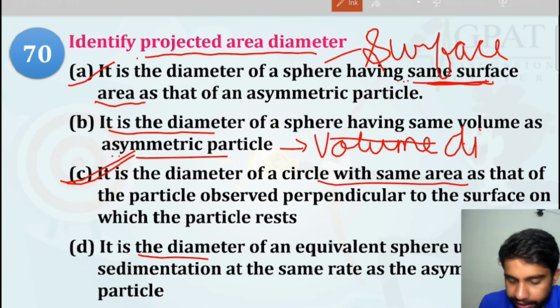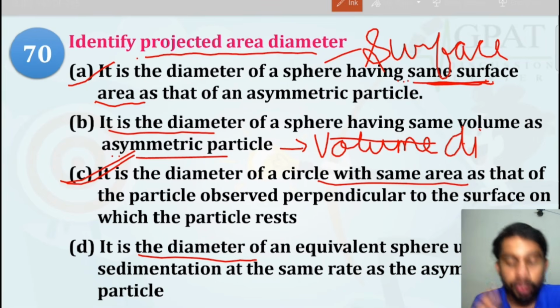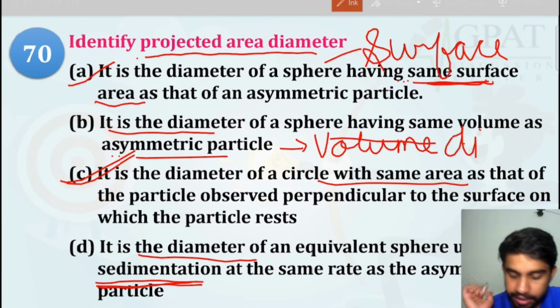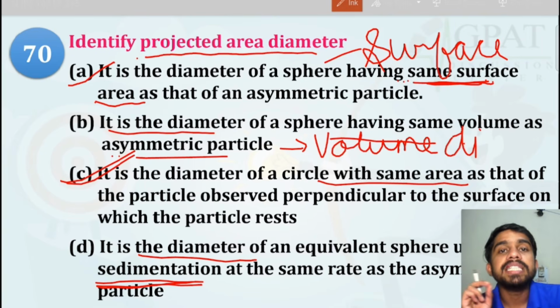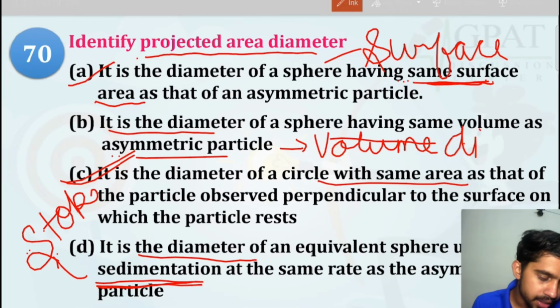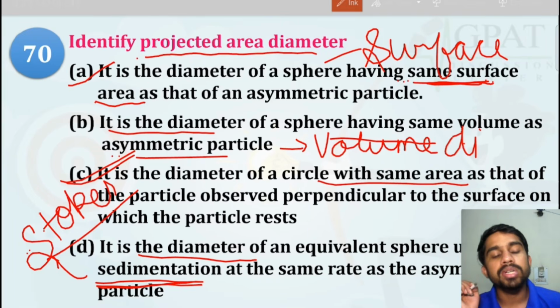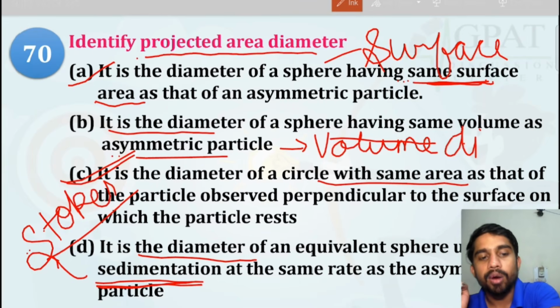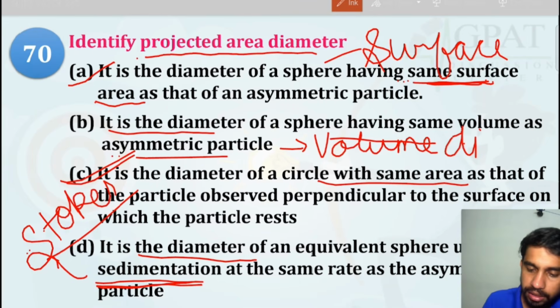Next one is the diameter of an equivalent sphere undergoing sedimentation at the same rate. In case of sedimentation, Stokes law is applied. So this diameter will become your Stokes diameter. So the right answer for this question will be option C.